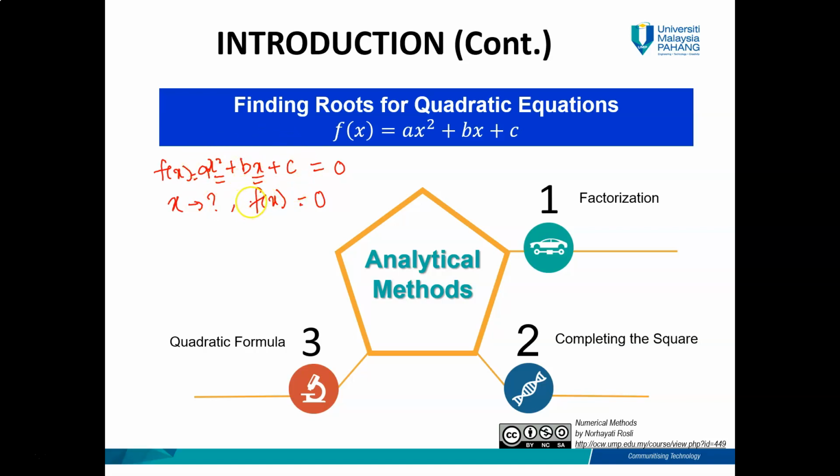But how to solve this one? This is a quadratic equation that you have learned in secondary school. To solve this, we can use the first method, factorization, and also we can use the completing the square method or the quadratic formula method. But what you have learned previously are analytical methods. They are not numerical methods. In this subject, you will learn how to find this x when our function of x equals 0 by using numerical methods. Why? Because for some equations we are unable to solve them using these three analytical methods, because the function is not just a quadratic equation.